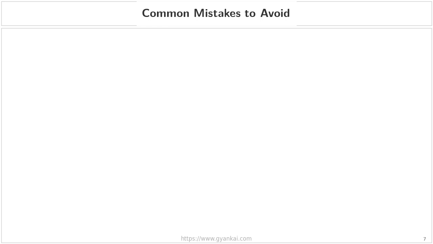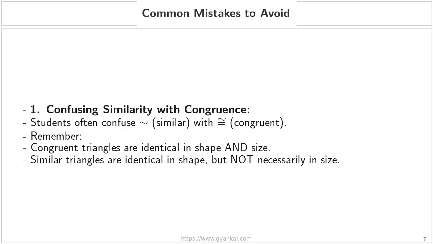Now, before we wrap up today's lesson, I want to pause and discuss some common pitfalls. Even if you understand the definition of similarity, it is very easy to make certain errors in your proofs and calculations. Let's look at 3 specific mistakes to avoid. First, many students often confuse similarity with congruence. You might see the symbol for similar, which is the tilde, and accidentally treat it as the symbol for congruent, which is the equals sign with a small congruent symbol on top.